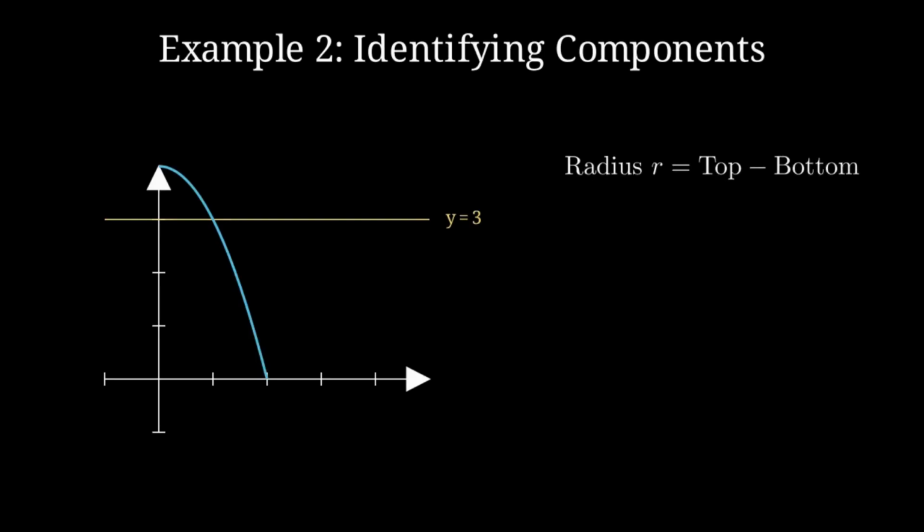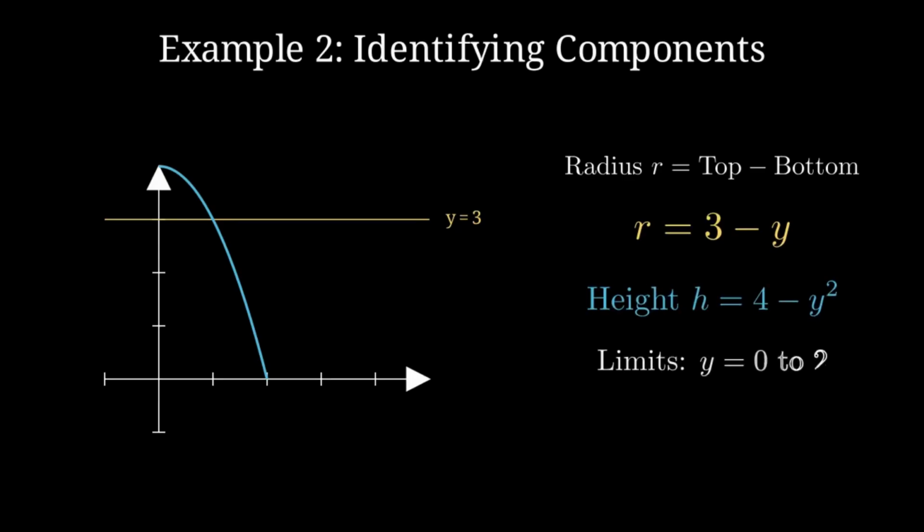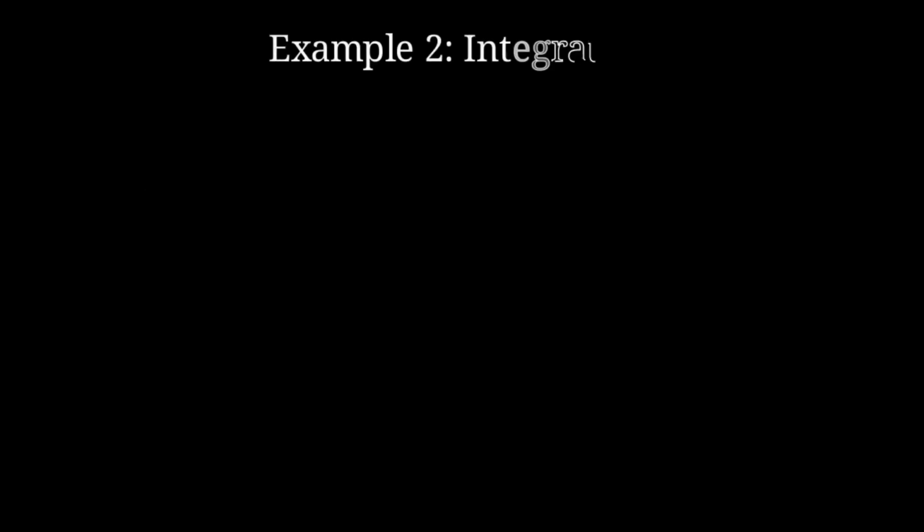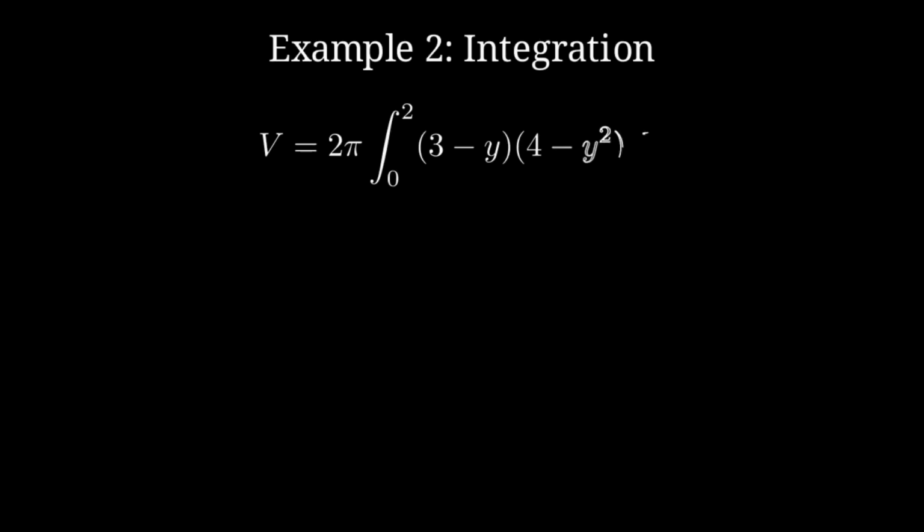The height is the function 4 minus y squared. Since the region is in the first quadrant and bounded by the x-axis, our y limits are from 0 to the y-intercept at 2. Expanding the integrand gives us a 4-term polynomial.